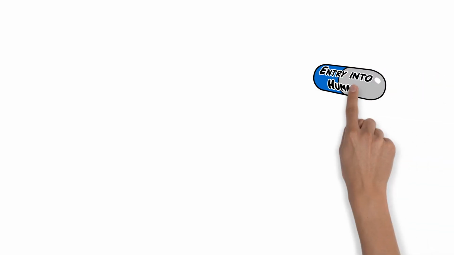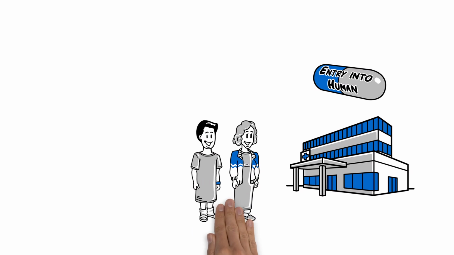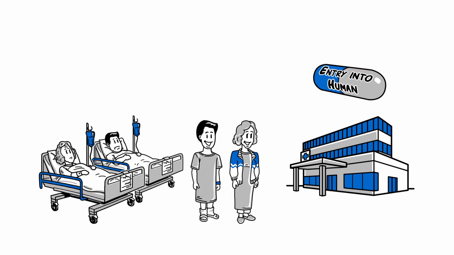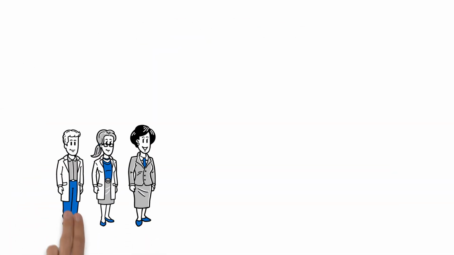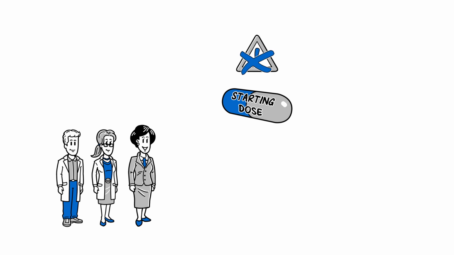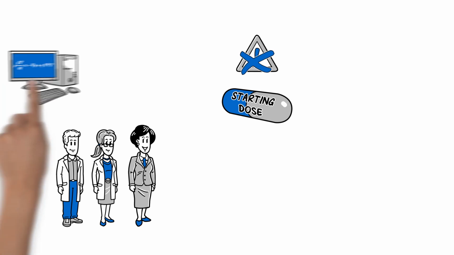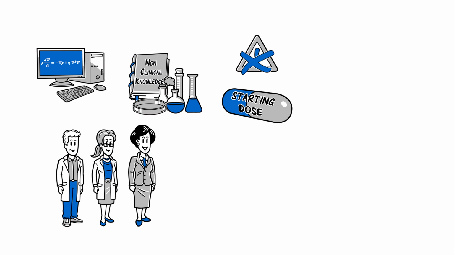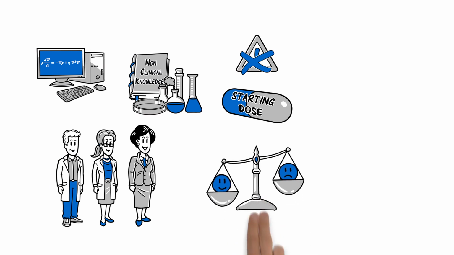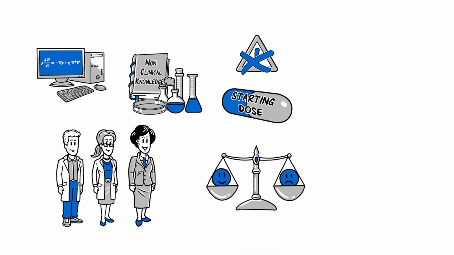Entry into human studies are performed at specialist centers and conducted in healthy subjects. In some cases, however, they're conducted in patients suffering from the disease. Annie, supported by experts from other scientific areas, carefully chooses a starting dose which is deemed low enough not to pose any risk to subjects. This is often done with computer models using the non-clinical data to predict the new drug's behavior in the human body. The study is usually a single ascending dose design.